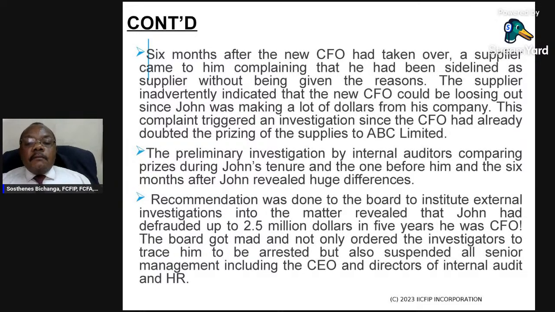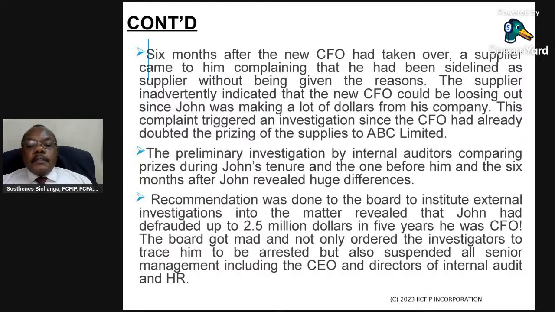The preliminary investigation by internal auditors, comparing prices during Johnny's tenure and the one before him and the 6 months after John, revealed huge differences. The recommendation was turned to the board to institute external investigations into the matter, which revealed that John had defrauded up to $2.5 million in the 5 years he was CFO.